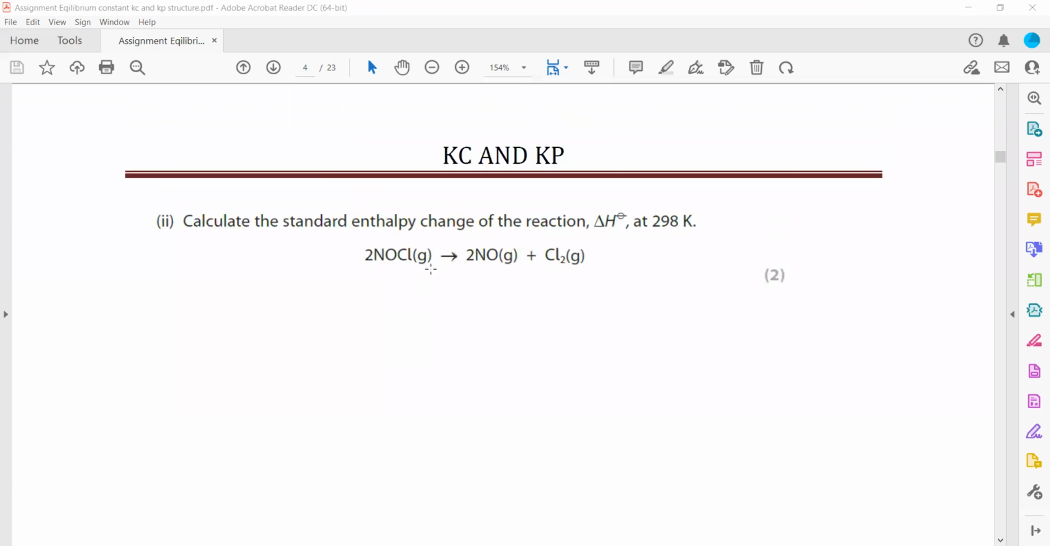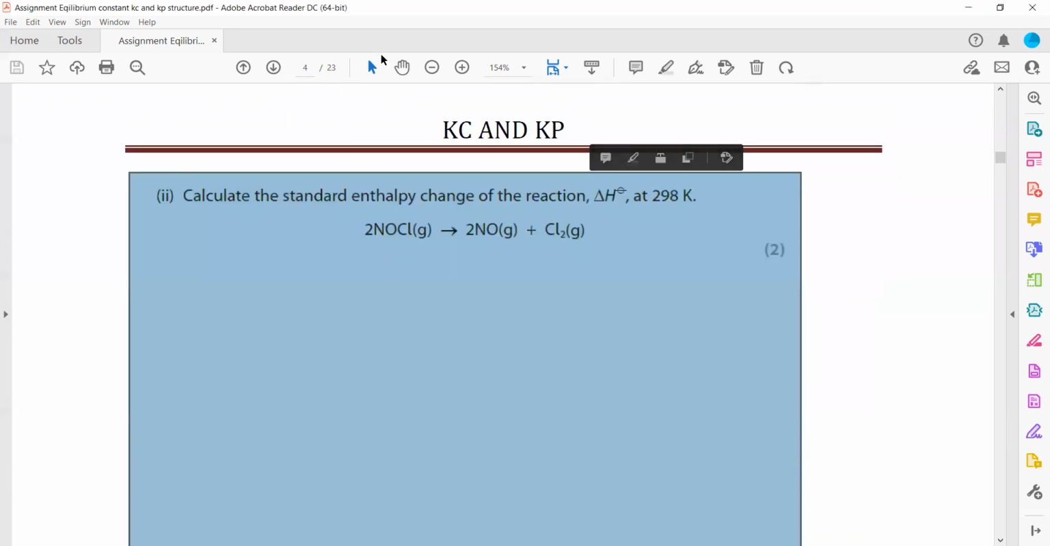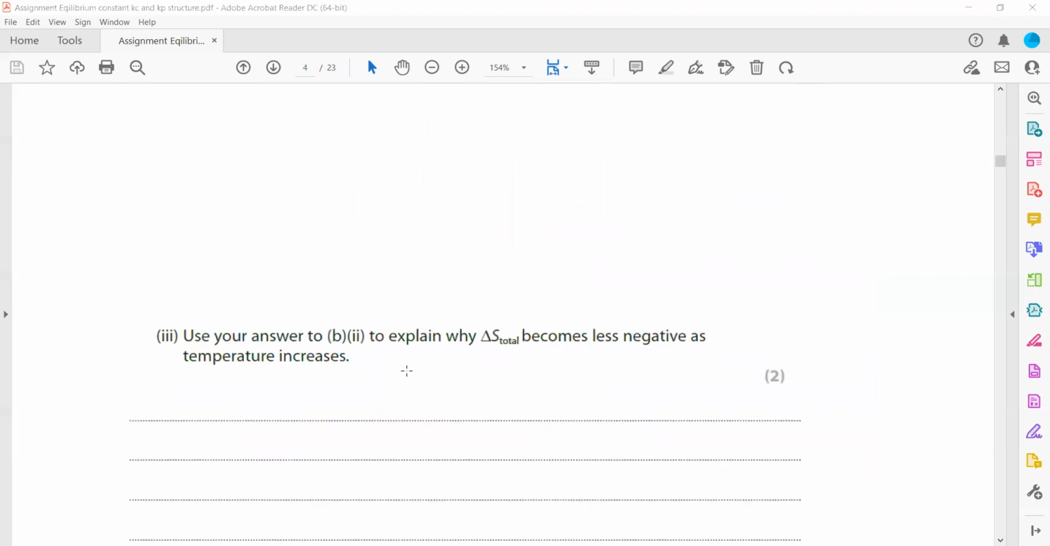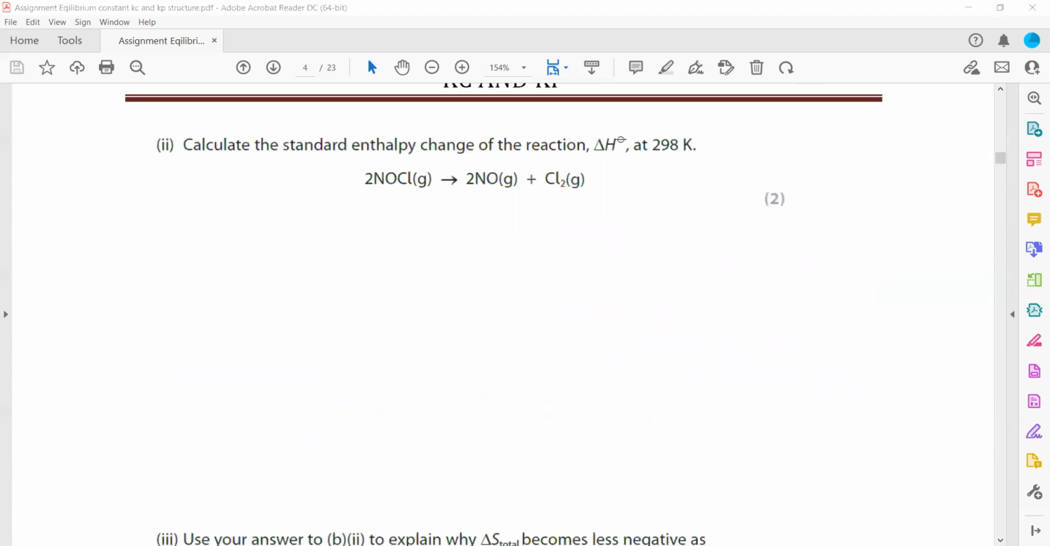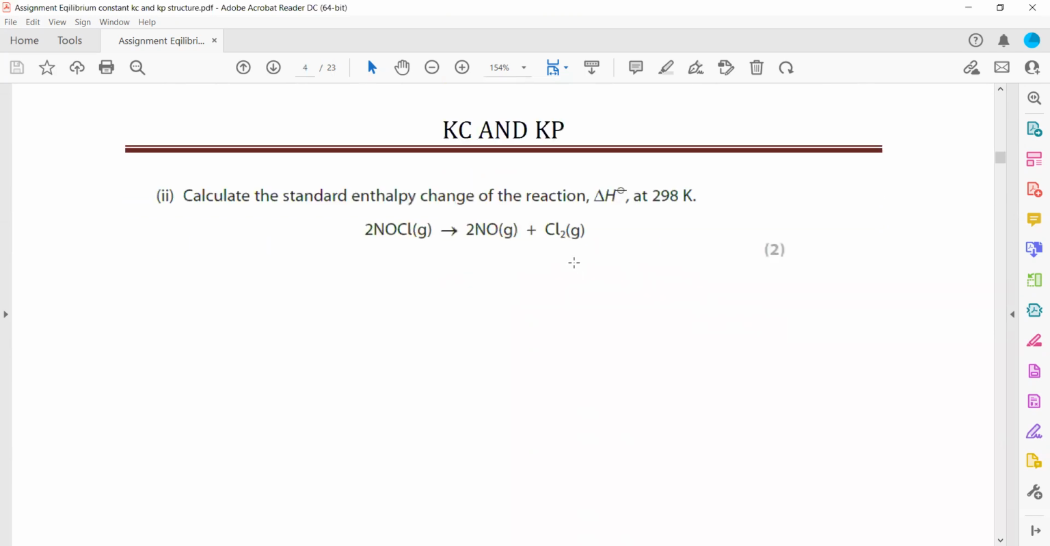So how to work out the standard enthalpy change of a reaction? So it is product minus the reactant. So when we work out the difference, the enthalpy change of a reaction is there, and for when formation values are given, we'll have elements, like we'll add another level, that is elements. So what are the elements here? Element will be nitrogen, element will be oxygen, element will be chlorine.